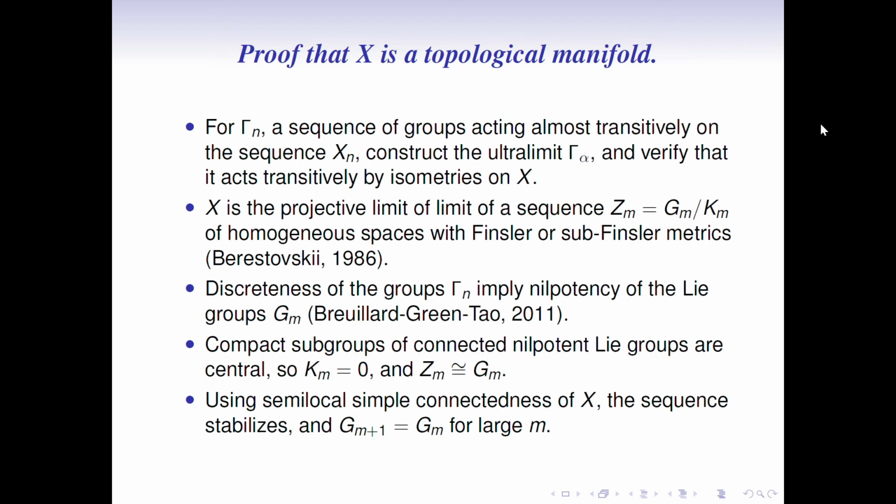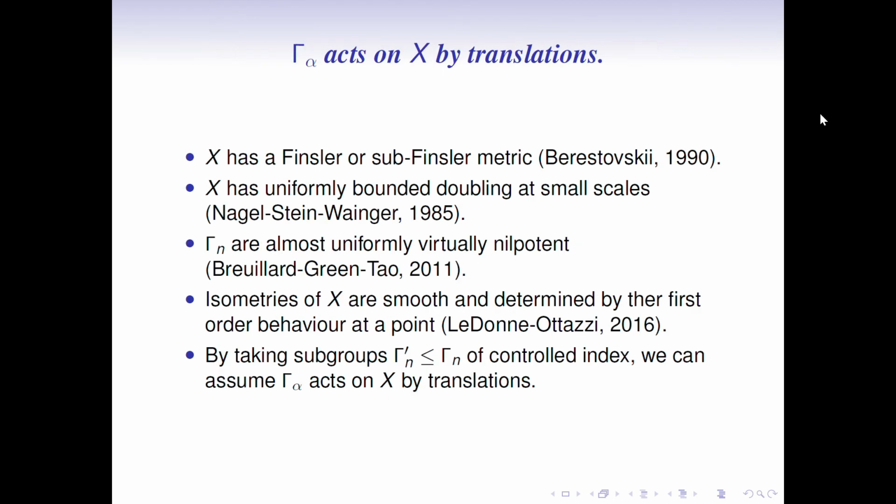We go again over the same argument, but with the a priori knowledge that X is a nilpotent Lie group. This allows us to use results from sub-Finsler geometry like the local uniform doubling bound of Nagel, Stein, and Wainger, and the recent result by Enrico Le Donne and Alessandro Tazzi stating that the isometries of X are smooth and uniquely determined by their first-order behavior at any point. With these tools and some juggling with the Baker-Campbell-Hausdorff formula, we obtain that the group Gamma alpha acts on X by translations, and the groups Gamma n of the original sequence act on the spaces Xn almost by translations.